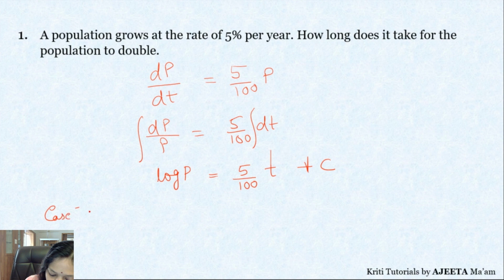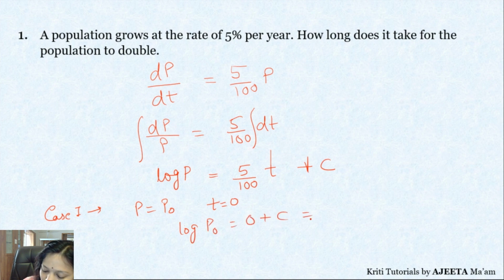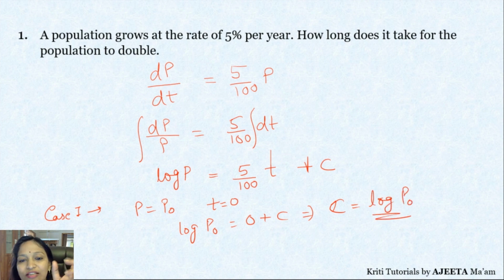Let's take the case 1 when initial population is suppose P0, because it's not given anywhere what's the initial population, we just have to find out the time it takes to double. So at the initial time, t will be 0. So what will the value of c become? log P0 is equal to 0 plus c. So c is log P0. So that's your c value.